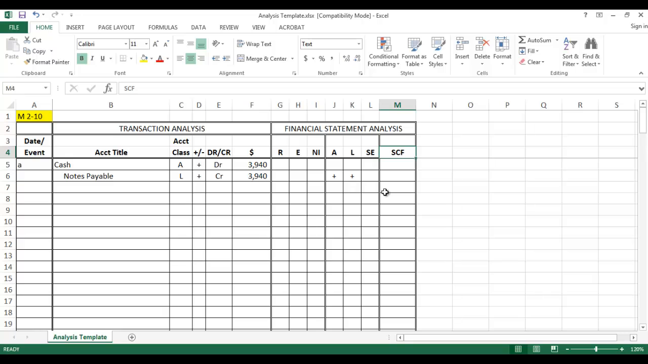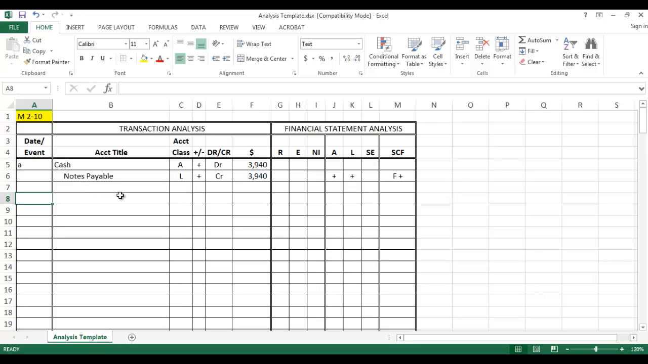Now, SCF means statement of cash flows. And since this transaction involved cash, we would see its effect on the statement of cash flows. Remember, anything involving debt, financing of the operations, we consider a financing activity. In this case, we've received cash, so I'm going to indicate a plus for a cash inflow. And that's it for the first one.